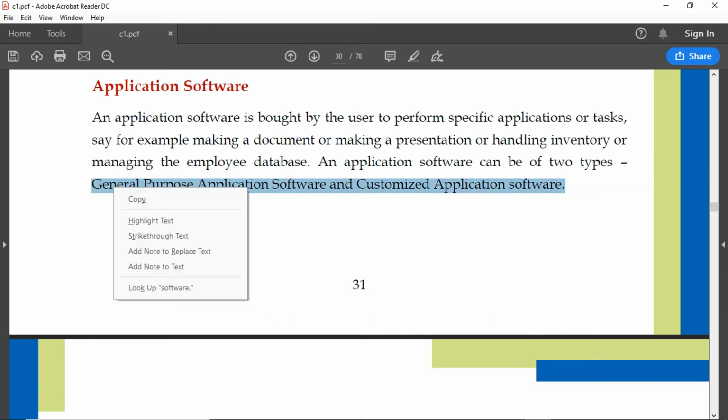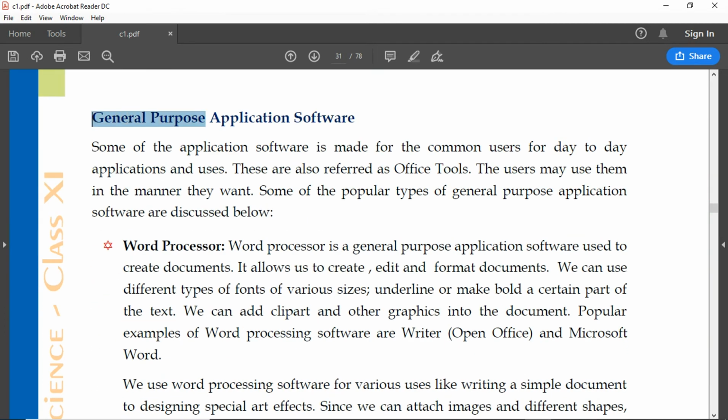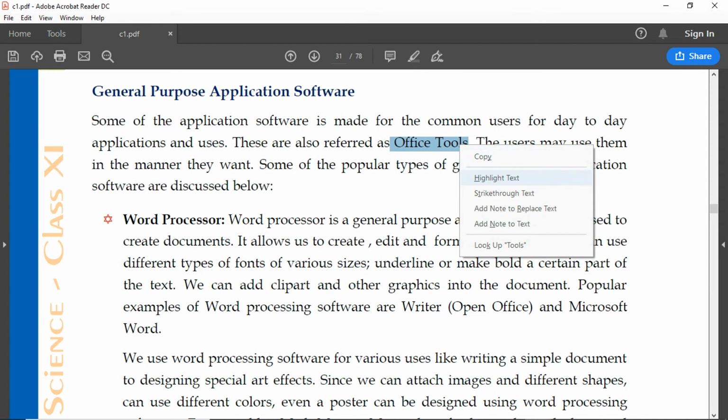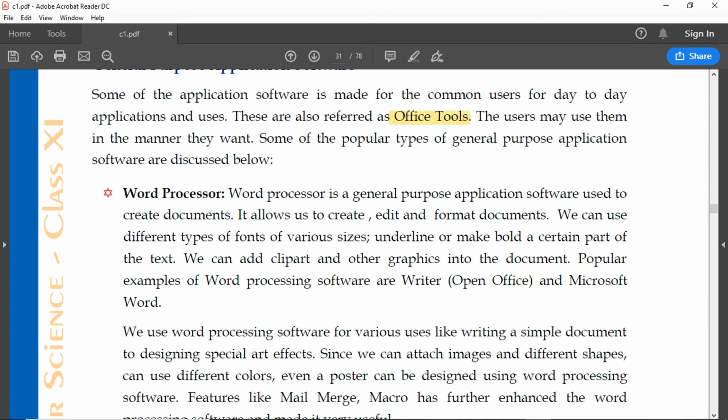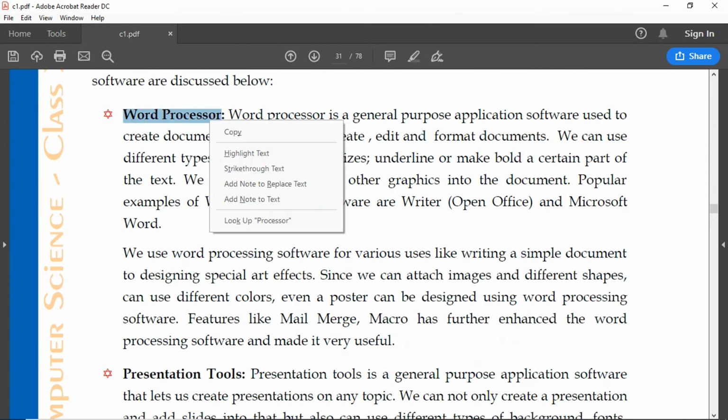32. General purpose application software. Some of the application software is made for the common users for day-to-day applications and uses. These are also referred as office tools. The users may use them in the manner they want. Some of the popular types of general purpose application software are discussed below. Word processor.